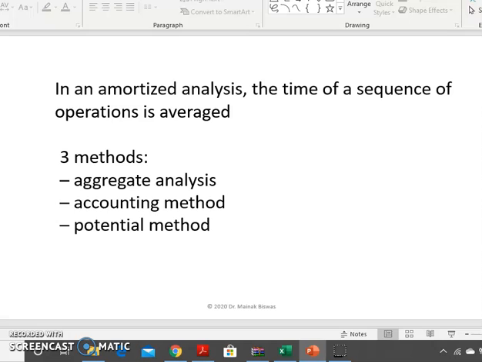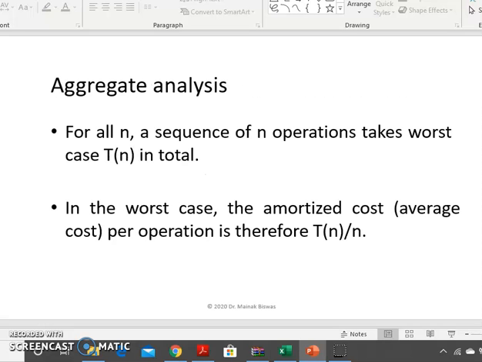There are basically three methods: aggregate analysis, the accounting method, and the potential method. For aggregate analysis, for all n, a sequence of n operations takes worst case T(n) in total. So the time complexity of n operations is T(n). In the worst case, the amortized cost, or the average cost, will be T(n) by n. So the cost of each operation becomes T(n)/n.